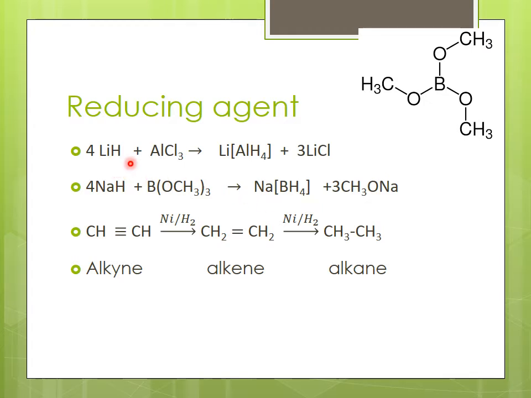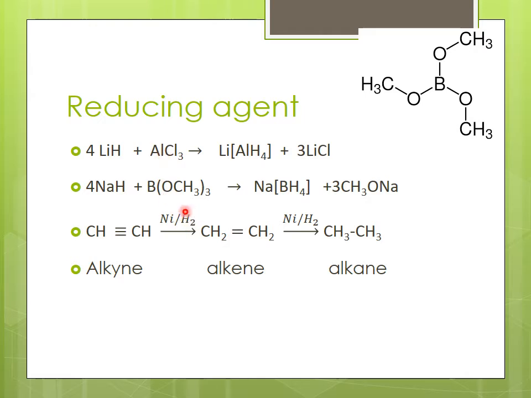When lithium hydride is treated with aluminum chloride, you get the product lithium aluminum hydride, plus the byproduct lithium chloride. In the same manner, when sodium hydride is treated with trimethyl borate, you get the product sodium borohydride, plus sodium methoxide. In the same way, lithium hydride is a compound of hydrogen and lithium aluminum hydride can also be a compound of hydrogen. Both can be very good reducing agents.